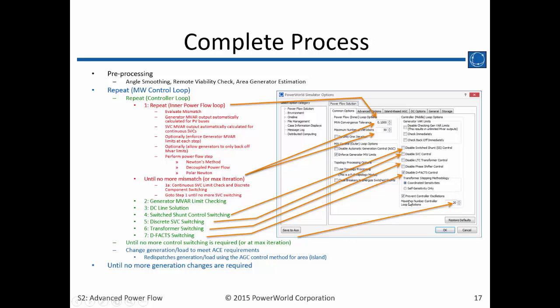Then there's also down here the maximum number of control loop iterations that you can specify, so it will repeat until no more switching is detected or until this number of iterations is reached. As I mentioned, there is an option to prevent controller oscillations. Typically you want that checked. That option is right here, as well as the transformer stepping methodology right here that it uses in step 6. So there is the option for coordinated sensitivities or self-sensitivity only.